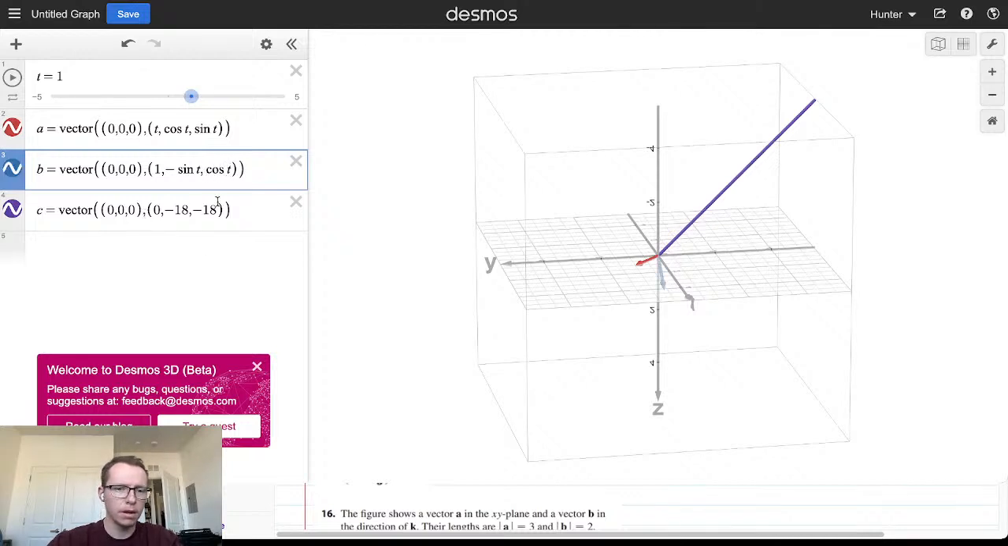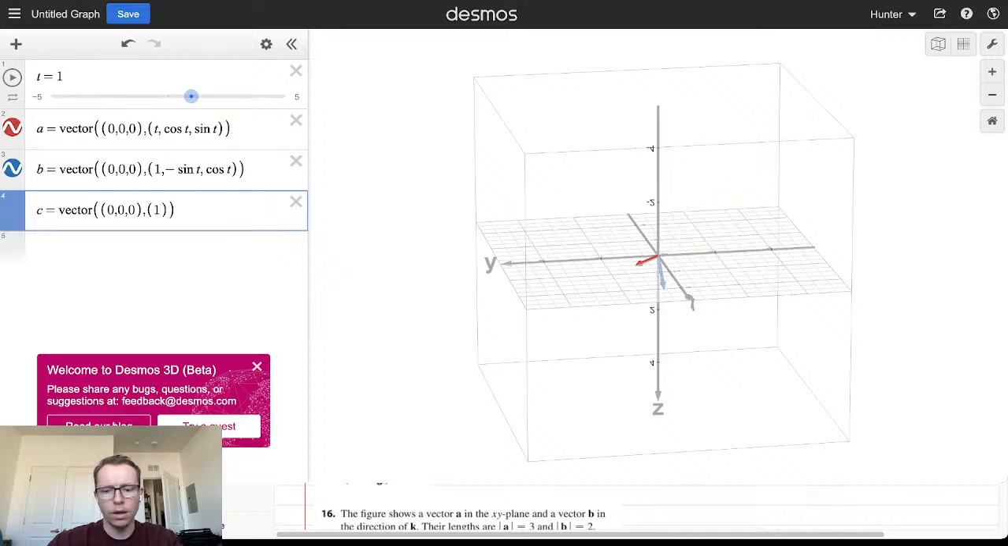Okay. And then our C vector, the one that I made, is 1, comma, negative cosine t. Well, it's negative t times cosine t.